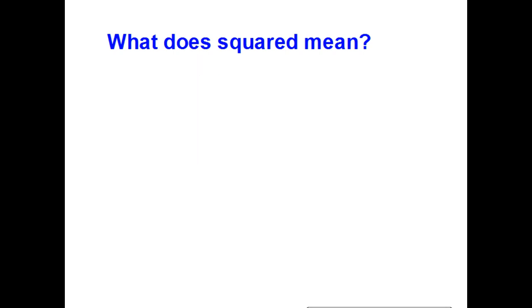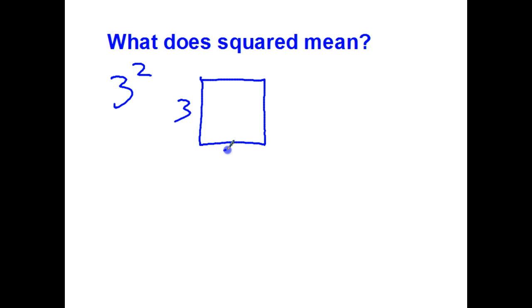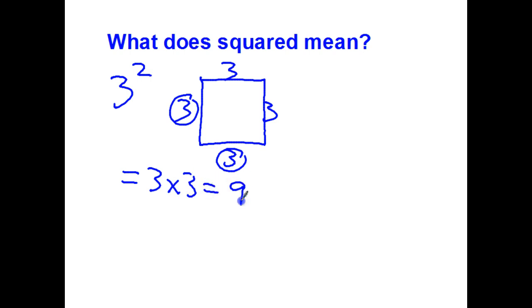What if I had a different number? What if it was 3 squared? That means I would be taking a square and making it 3 on each side. So to find the area, I'm going to take 3 times 3, which equals 9. On your calculator, they have a button like this. It may look like this, and just say x squared.